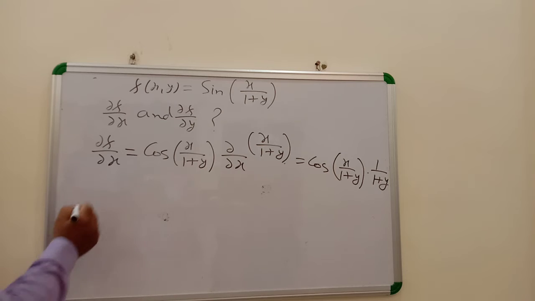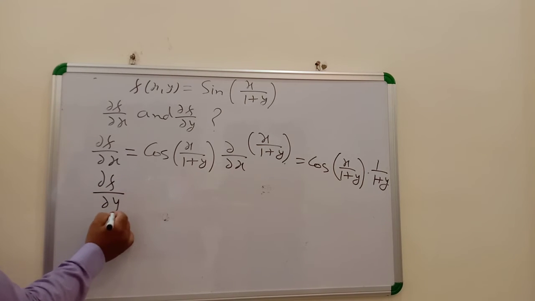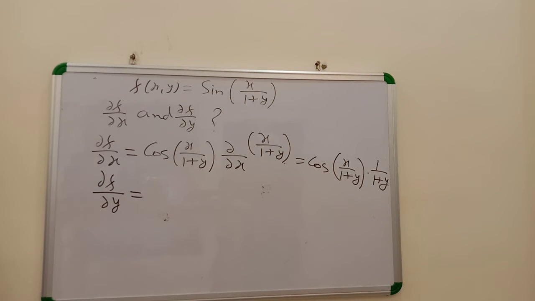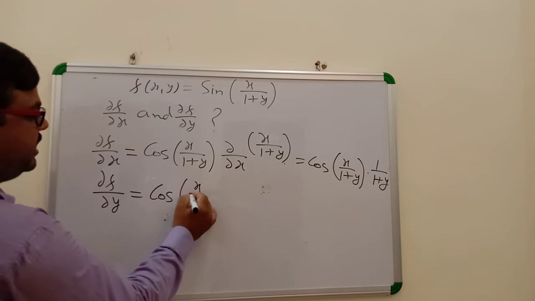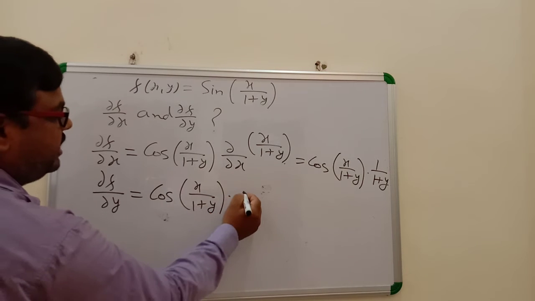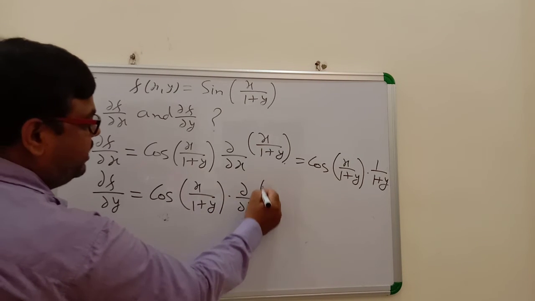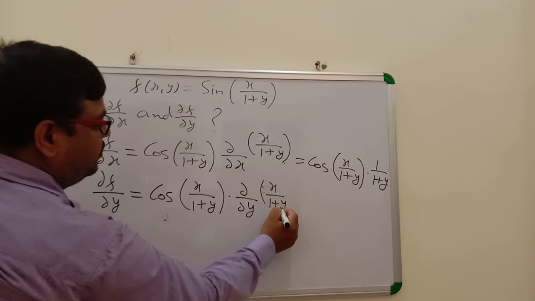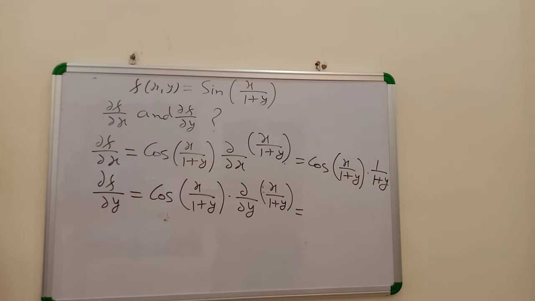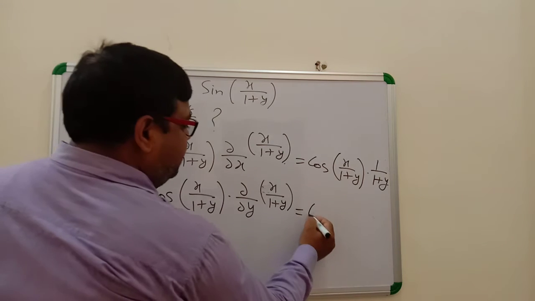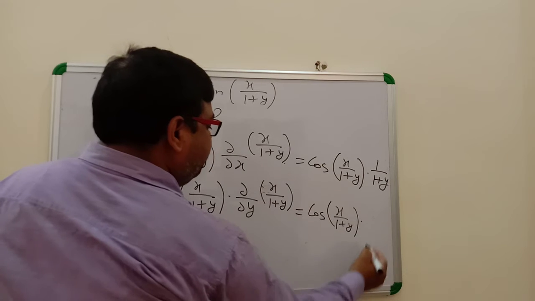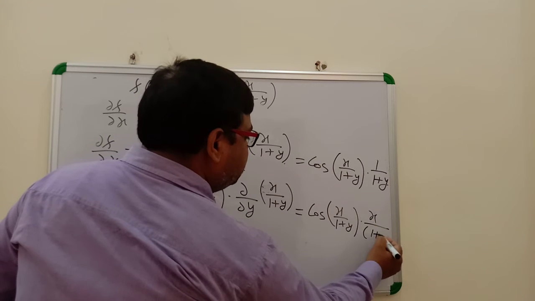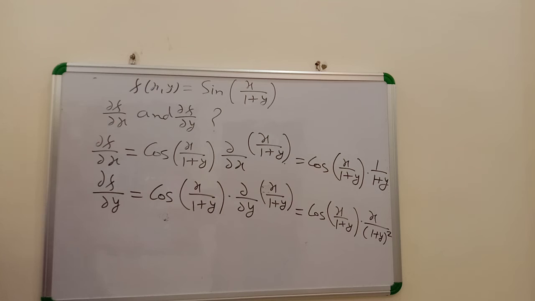Similarly, to calculate del f over del y, use the chain rule, that is equal to cos of x over 1 plus y into del over del y of x over 1 plus y, and this is equal to cos of x over 1 plus y into minus x over 1 plus y square.